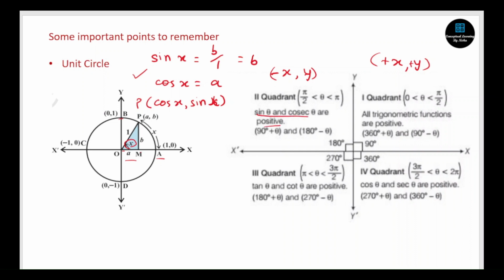Third quadrant, x and y both are negative. So sine and cos both are negative. When sine and cos both are negative, then tan theta and cot theta are positive. So very important. Then fourth quadrant, we know that x is positive, y is negative. So cos is positive and sec is positive. The remaining ratios are negative. So very easy to understand this.